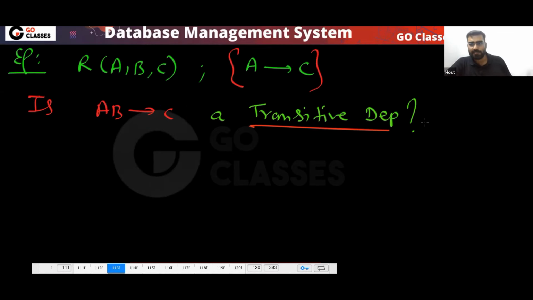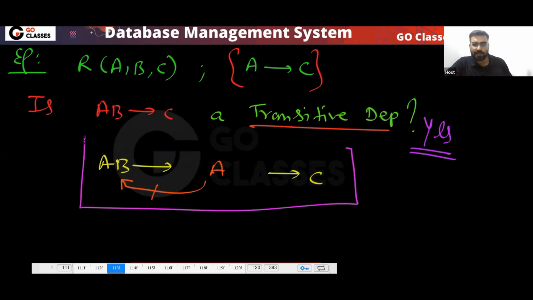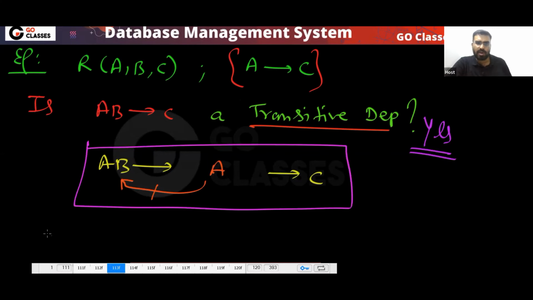So the answer is yes, because there exists some middleman, right? So this AB determines C. This is transitive because this does not determine this. Everything is picture perfect. So we can say AB determines C is a transitive dependency.